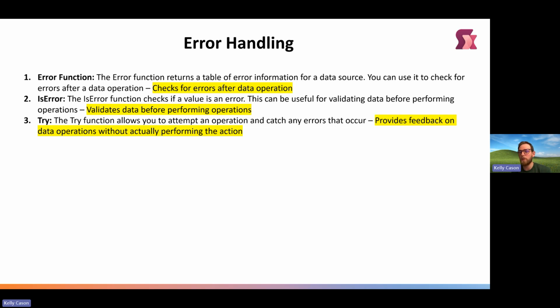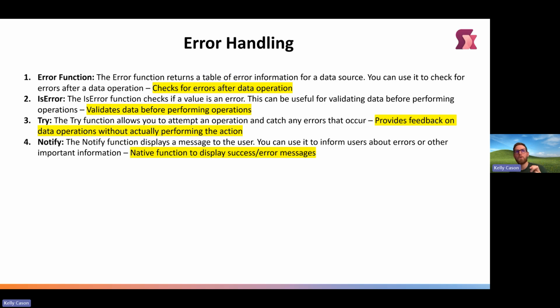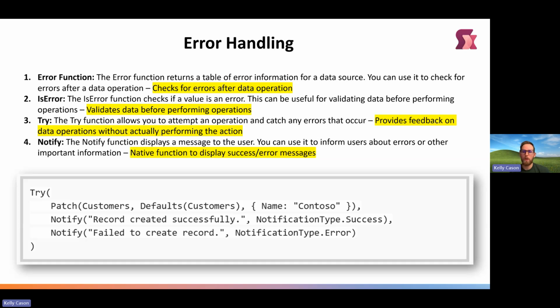So it's extremely useful. And then that last one that I was sort of mentioning that is built into the platform is the out-of-the-box notify function that will display a message to the user on success or on error. So an example of this might be something like this, right? You might try patching a record into your customer's data source, and then on success, you'd like to notify, and you can put in a custom message here, right? Like record created successfully, or if it's failed to create the record, and it's going to show you an out-of-the-box drop down notification.